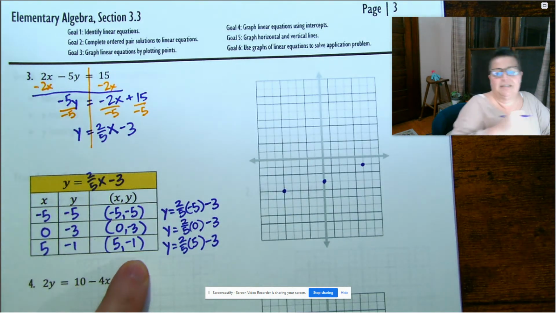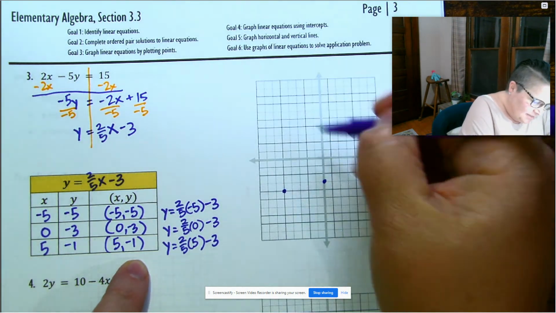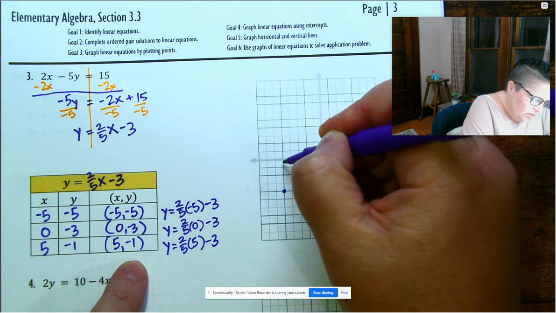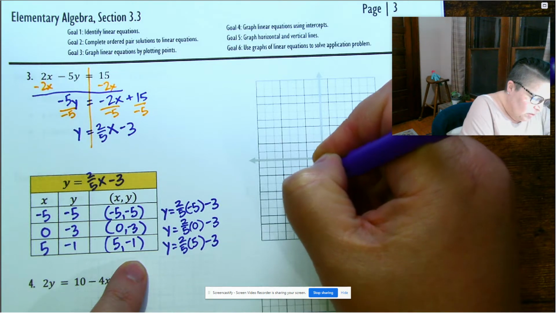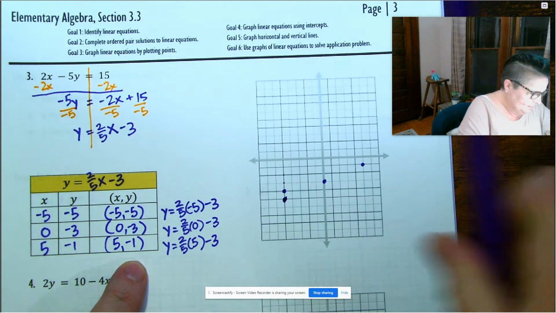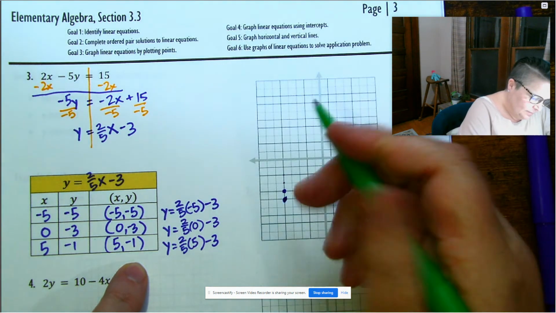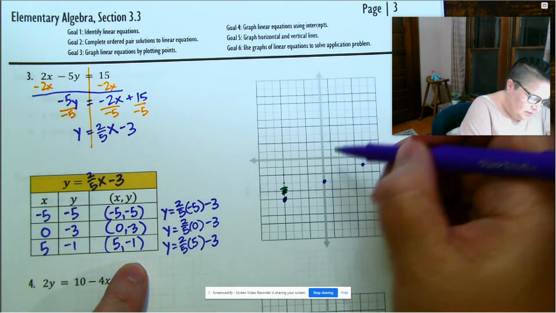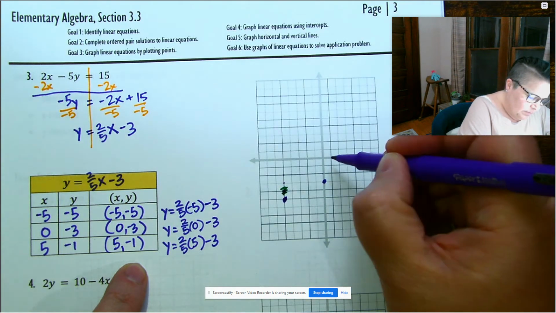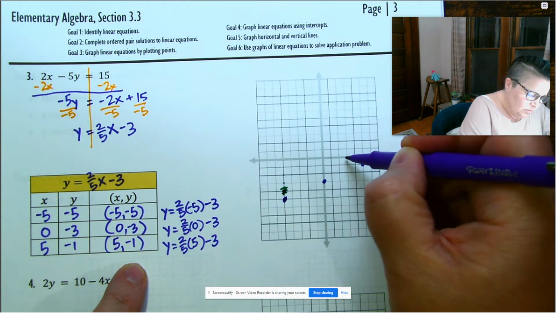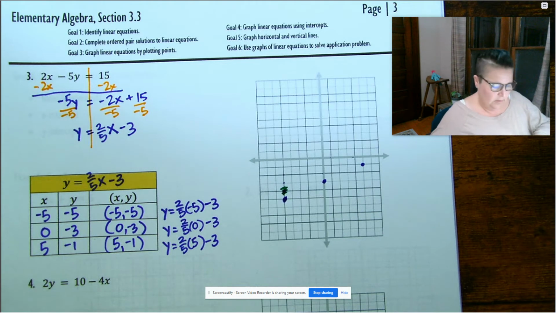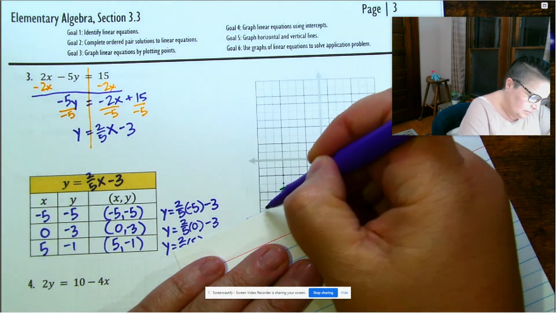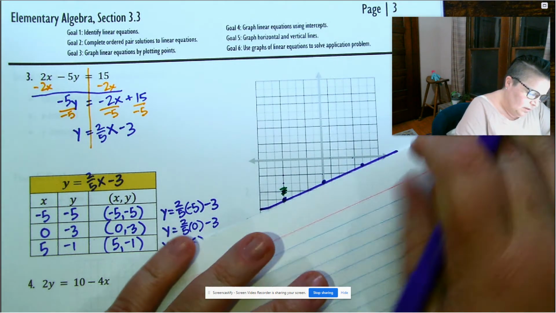So all of these are right. That probably means I counted wrong. All right, so let's try it. 1, 2, 3, 4, 5. 1, 2, 3. Oh, yeah. You see what I did, don't you? It's not that one. It's that one. And then 0, 1, 2, 3. Yep. And 5, negative 1. 1, 2, 3, 4, 5, negative 1. Okay. Now, do those 3 points line up? They do. There we go. There's my graph.